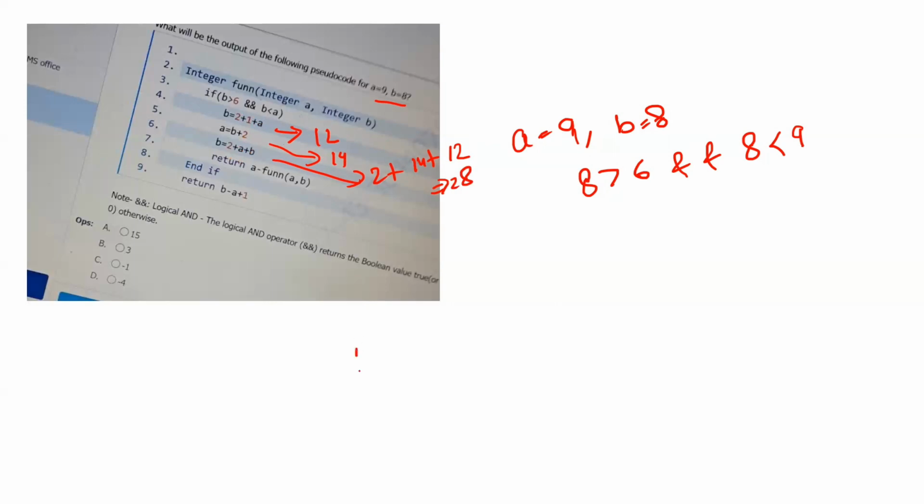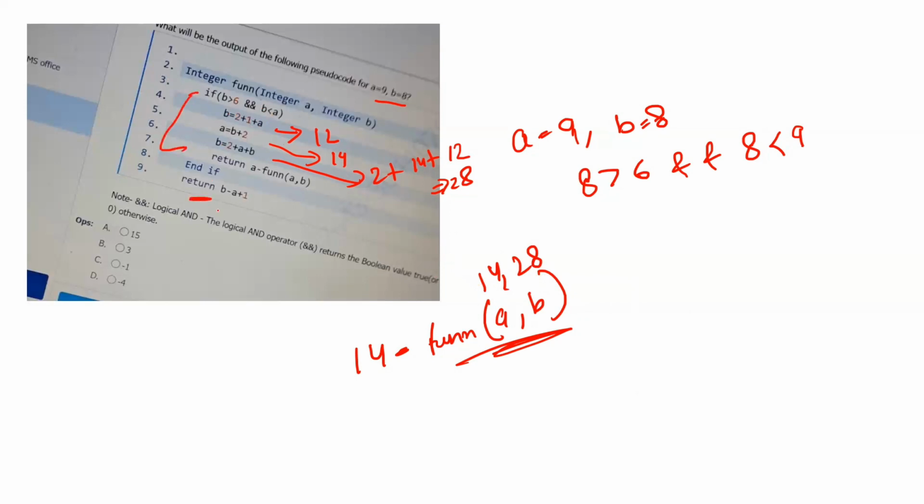And then we are doing return A minus. So what is the value of A? 14 minus, calling the same function again, fun(A, B), right? So A is 14 and B is 28. Again we'll be getting into this function. B is 28. Okay, 28 greater than 6, right? B is 28, 28 less than A, which is 14? No, right? So we won't get into this if condition.